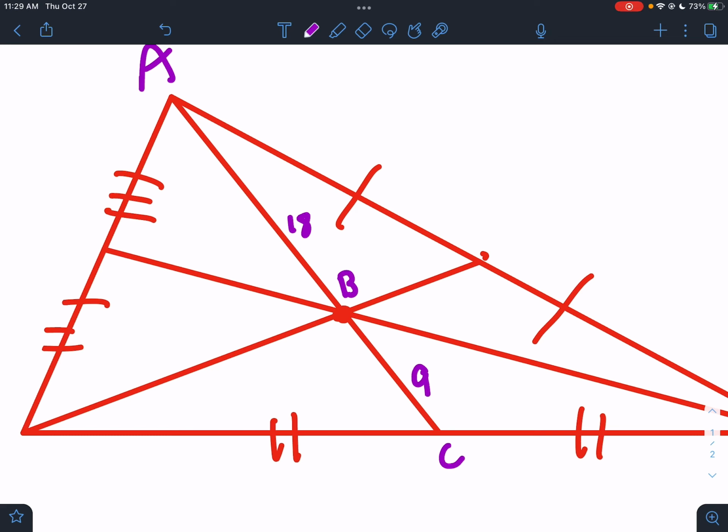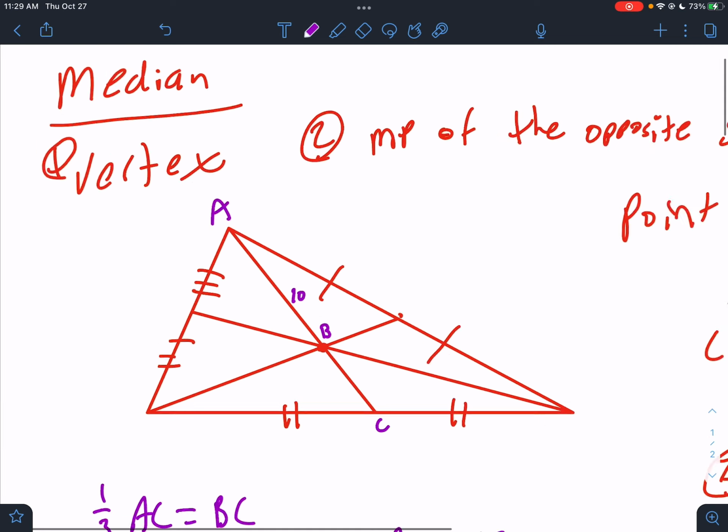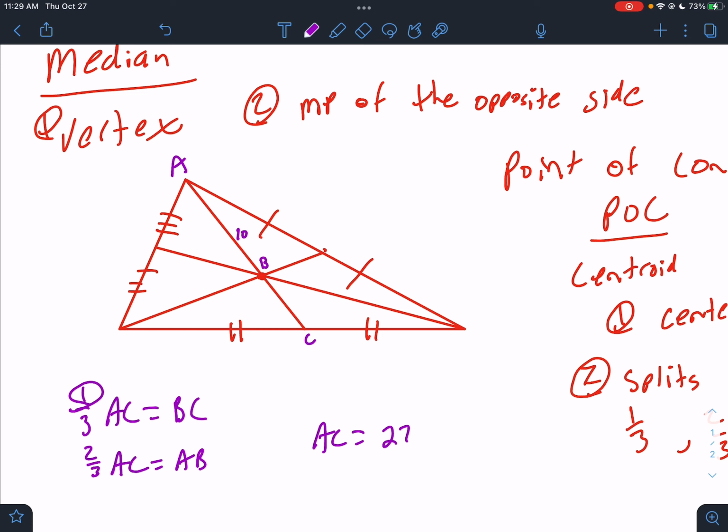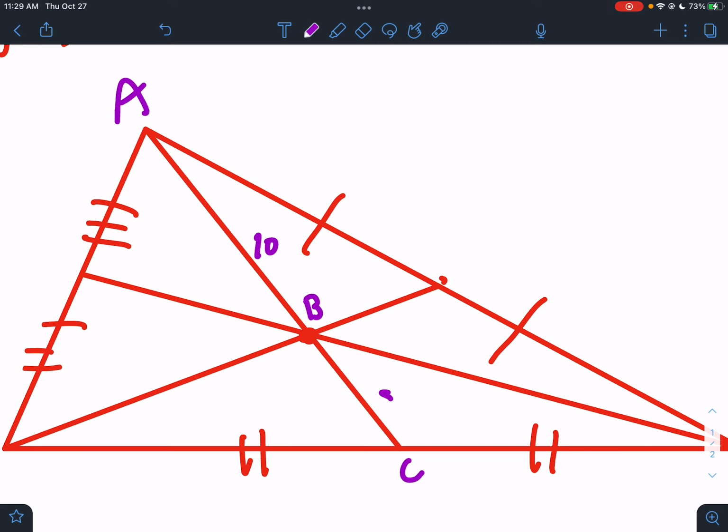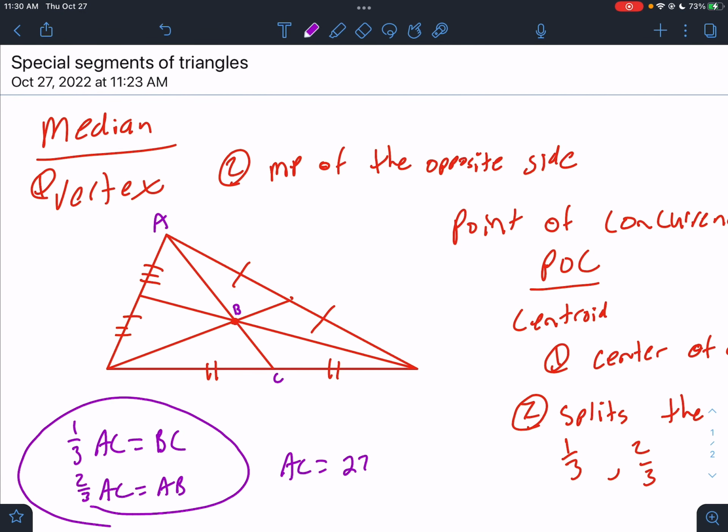So we're going to use this property to solve a few problems. And it doesn't matter which piece you know. For instance, if I knew that AB was 10, well, I know that 1/3 is half of 2/3. So if that's 2/3, then 1/3 has to be 5. And then you would know AC is 15. So if I give you any piece of a median, you should always be able to find the other pieces by understanding this property, that it's split into 1/3 and 2/3.